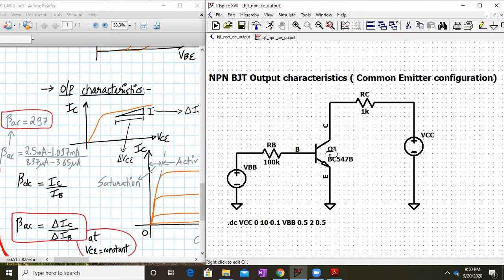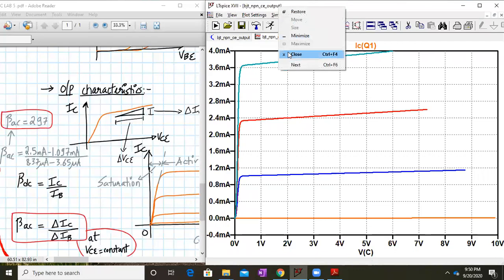This is a part of the transistor parameters. So basically that might be the value of beta DC. Here it is beta AC. Okay. Now we go for the other characteristics.